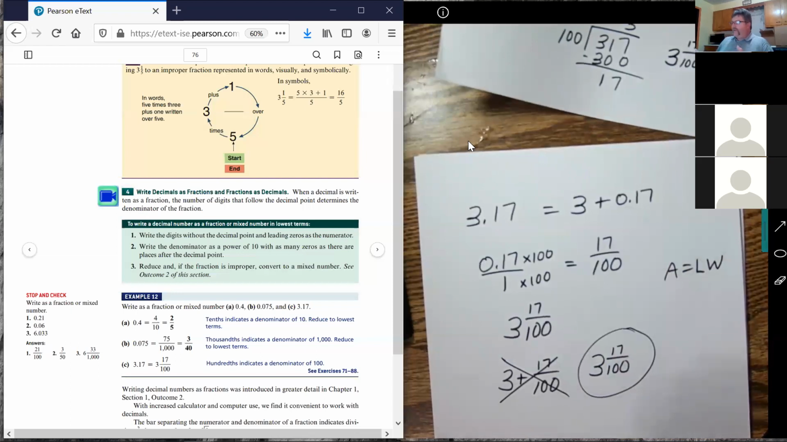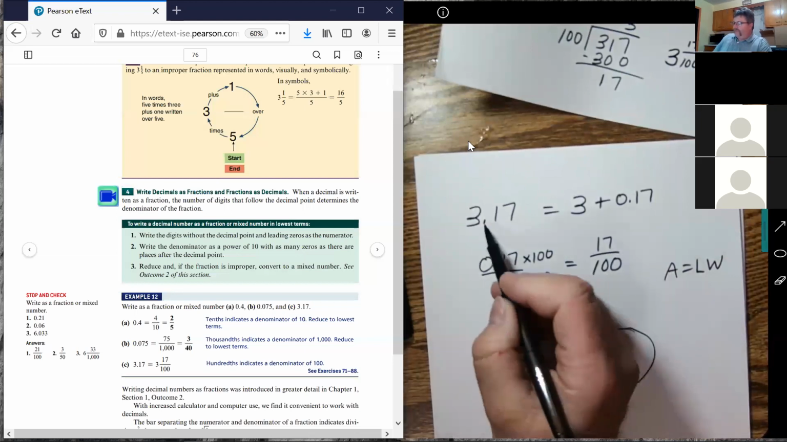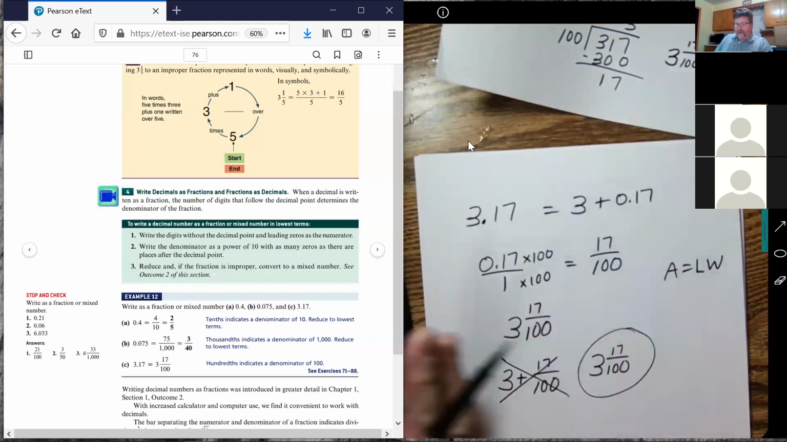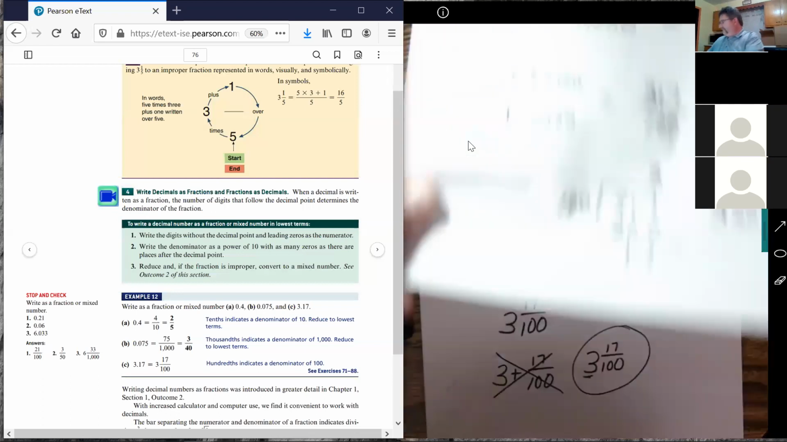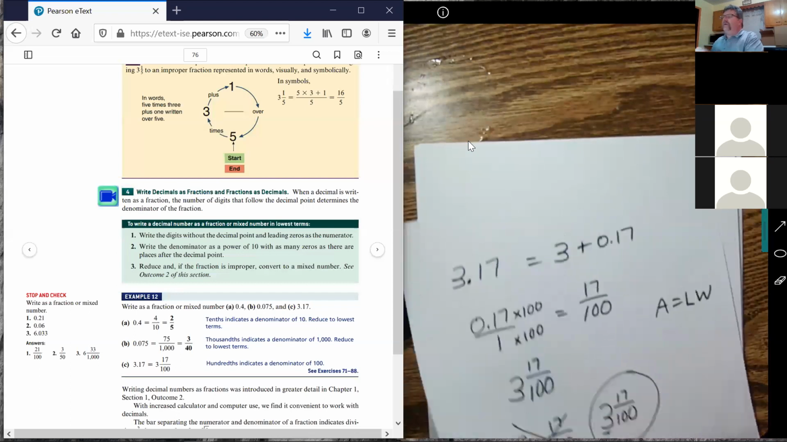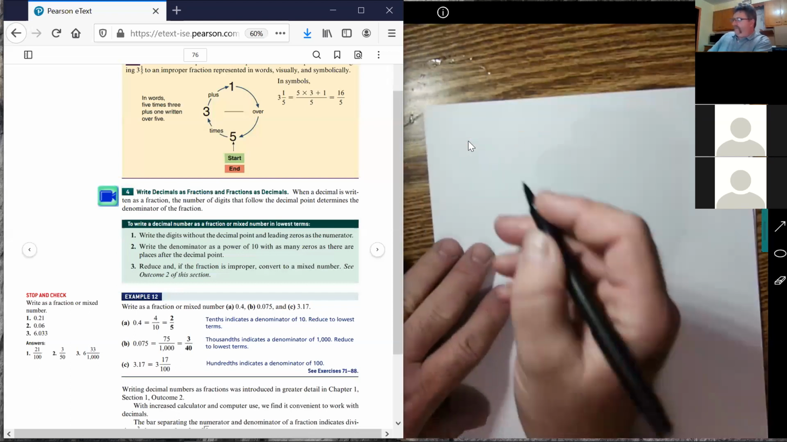Okay, so the takeaway from this one is it was a number bigger than 1, so we leave the whole number part out because it's just going to be the mixed number whole number. Okay, it's still there. We only focus on the decimal part. So let's try those ones in the stop check in the margin there. Let's try those. We've got 0.21.